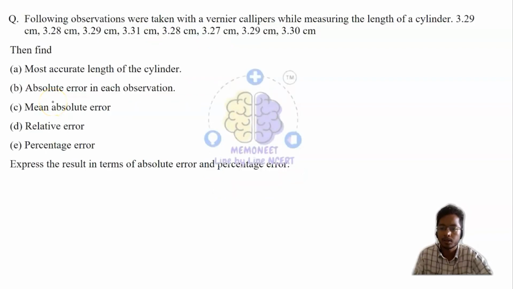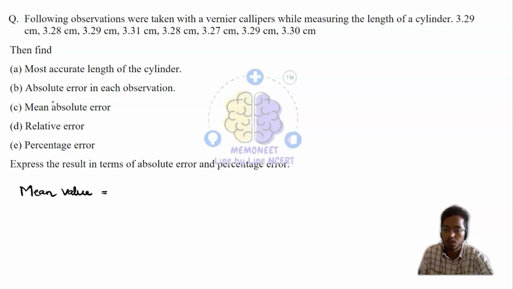To figure out what we understand from those concepts, we have a question here. The following observations were taken with a vernier calipers while measuring the length of the cylinder: 3.29 centimeter, 3.28 centimeter, and so on. Find the most accurate length of the cylinder. Most accurate length means the mean value we have to find out. Mean value is equal to the most accurate value.